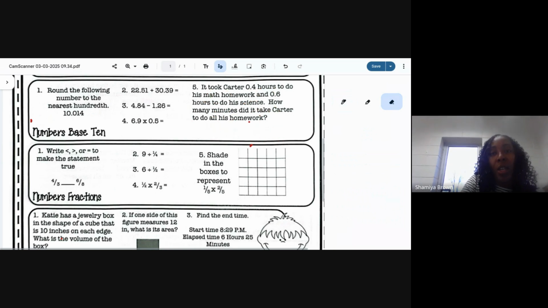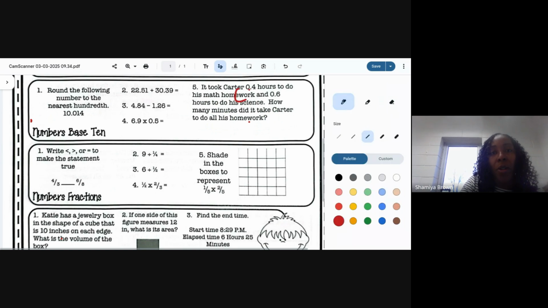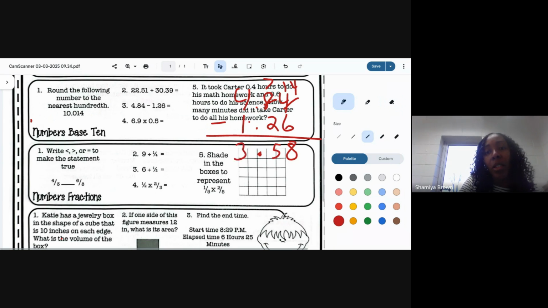Next one is subtraction with decimals. So you have 4 and 84 hundredths minus 1 and 26 hundredths. My decimal will go here in my answer. So 4 minus 6 I can't do. I have to borrow from my 8. 8 becomes a 7. 4 becomes a 14. 14 minus 6 is 8. 7 minus 2 is 5. And 4 minus 1 is 3. So 3 and 58 hundredths.